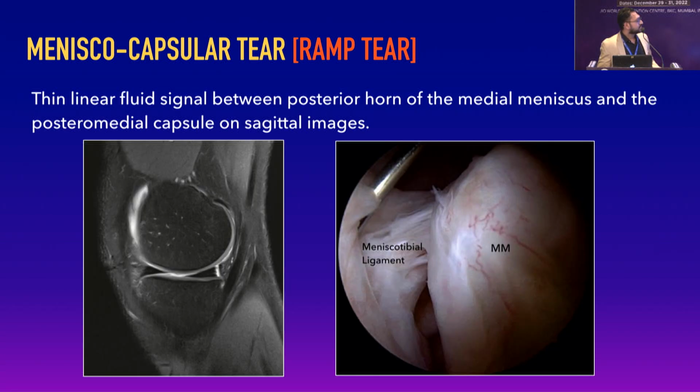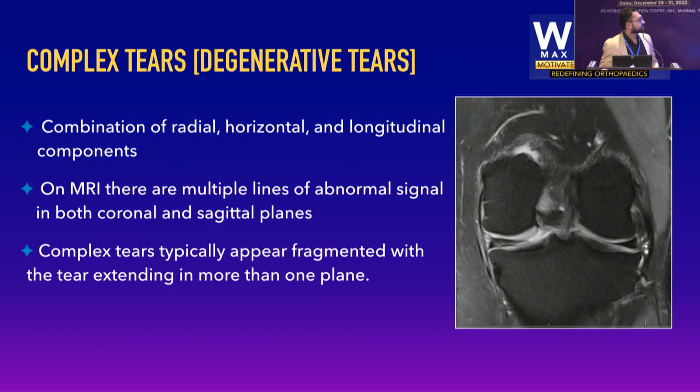On MRI, you will see a particular signal between the posterior horn of the medial meniscus and the posteromedial capsule on sagittal images. On posteromedial portal view, you can see this particular separation, this is the meniscus and this is the capsule. This is particularly the ramp lesion.